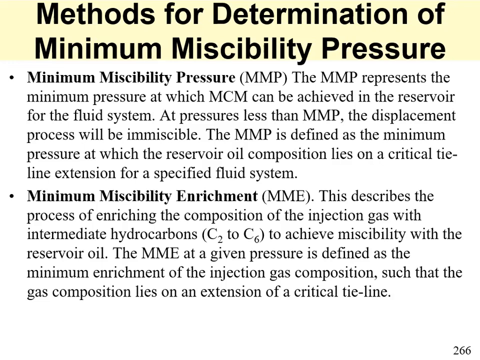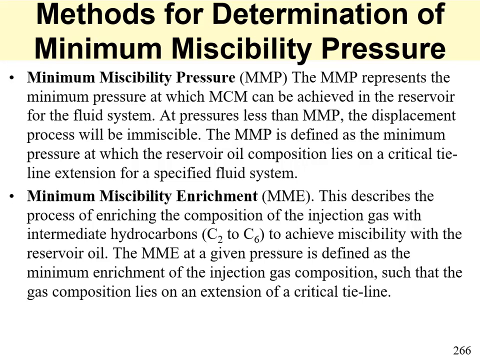Minimum miscibility pressure. This is the minimum pressure at which multiple contact miscibility can be achieved in the reservoir for the fluid system. At pressures less than the minimum miscibility pressure, the displacement will be immiscible. So the minimum miscibility pressure is key to establishing miscibility. And of course, what you have there is defined as the minimum pressure at which the reservoir oil composition lies on the critical tie line extension for a specified fluid system.